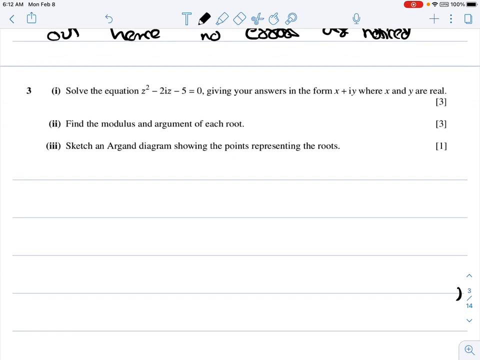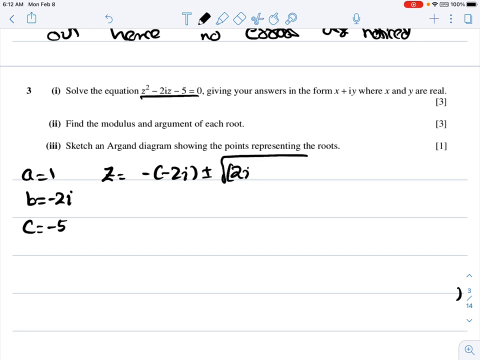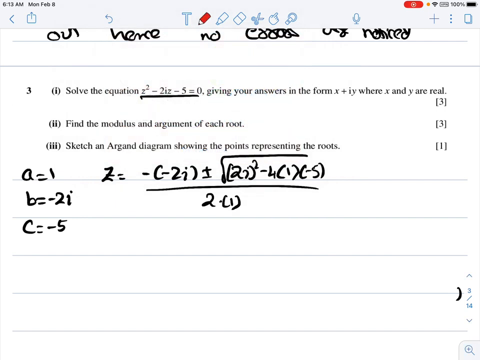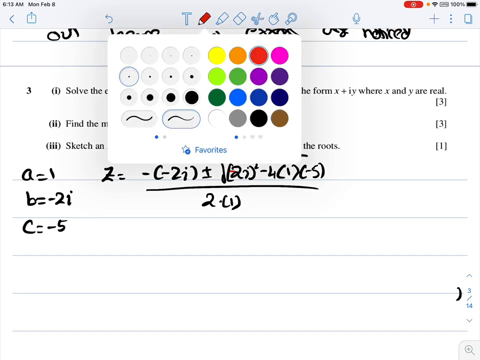Coming to the third question, it's from complex numbers. It's a quadratic equation, so a is equal to 1, b is equal to negative 2i, c is equal to negative 5. So I use the formula minus b plus or minus square root of b square minus 4ac upon 2a, 2 times 1. Over here when I'm using b square, you can notice that I did not use minus. If you want to use minus, you can, because anyway minus whole square is plus. So I try to solve it out over there.